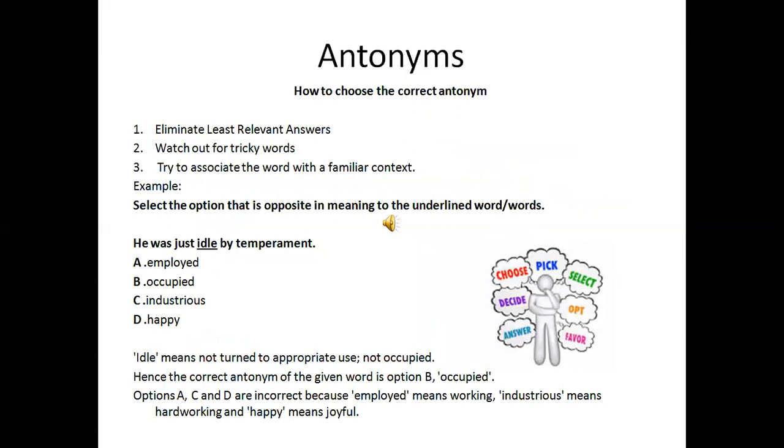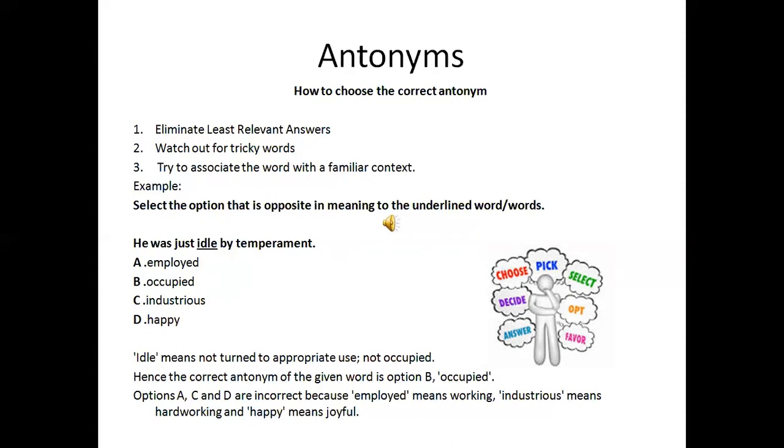So when we are answering the questions related to antonyms, we must look at all the given options. We must try to relate them to the given word. And the next strategy is to eliminate the least relevant answers. So it eases our task to find the right answer. And then we should watch out for the tricky words, and the leftover option should be matched with the given word, and in this way we can answer the given question.